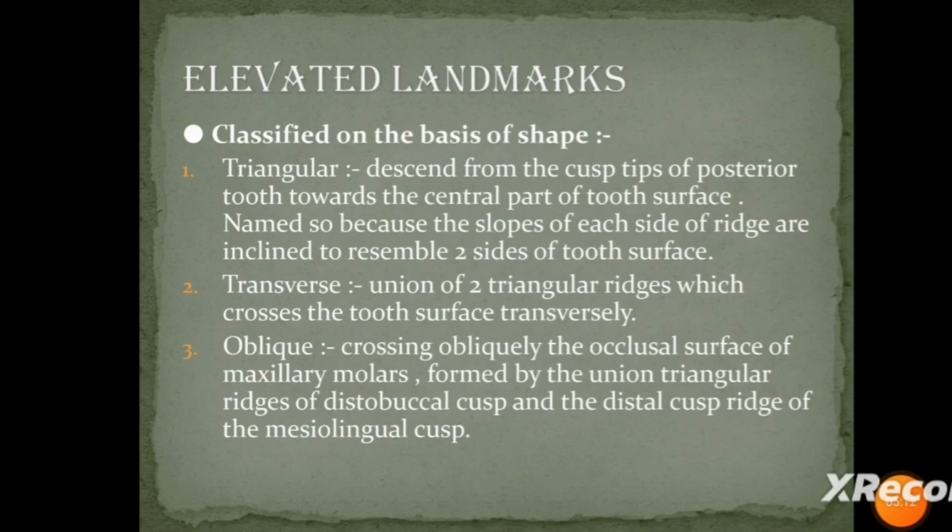Now the oblique ridge. This crosses the occlusal surface obliquely. It is mainly found in the maxillary molars, and is formed by the union of the triangular ridge of the distobuccal cusp and the distal cusp ridge of the mesiolingual cusp.